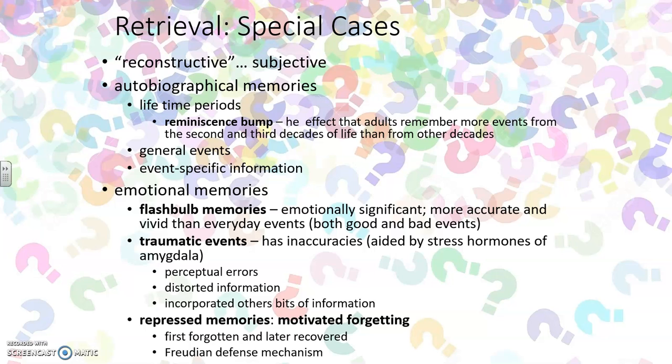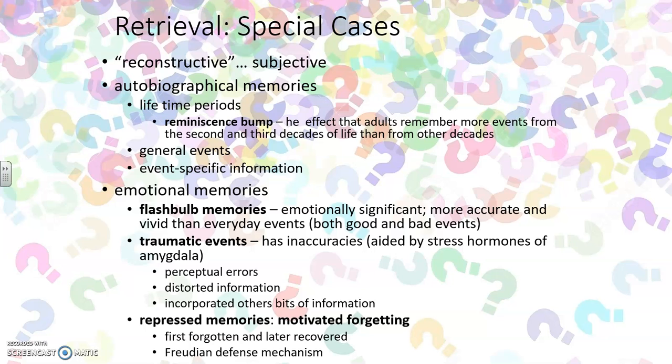Other special cases tend to be reconstructed memory retrieval, where maybe you are in hypnosis, and we don't talk about that anymore, but you could pull up that information. Autobiographical memories have a lifetime reminiscence bump. It's an effect that adults remember more events from the second and third decades of their life than from other decades. So you tend to remember your 20s and your 30s more than any other decade.